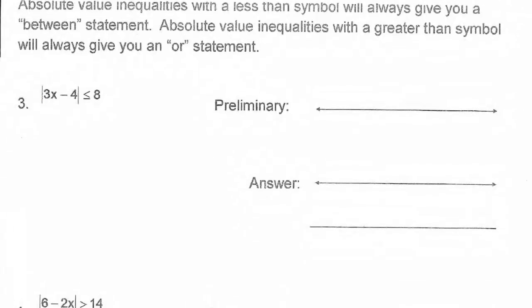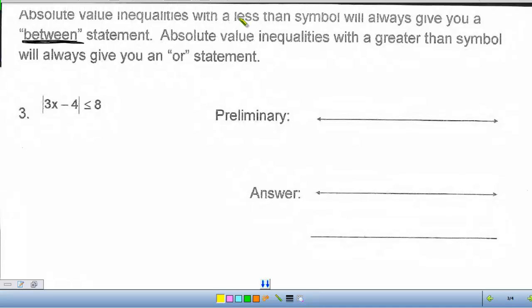Now we're going to look at absolute value inequalities with a less than symbol. It will always give you a between statement. So a less than symbol will give you a between statement. Let's look at y. Remember, our preliminary answer will go between negative 8 and 8. Because it's an equal to sign, these will be solid dots.